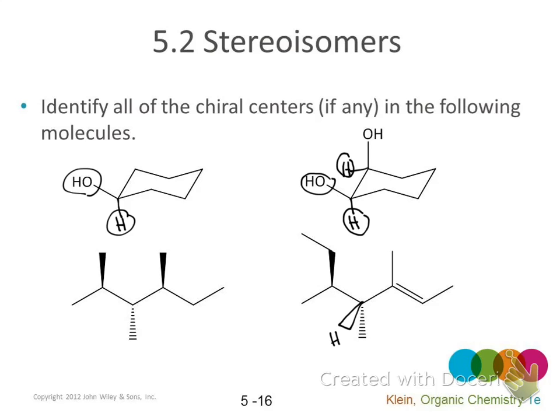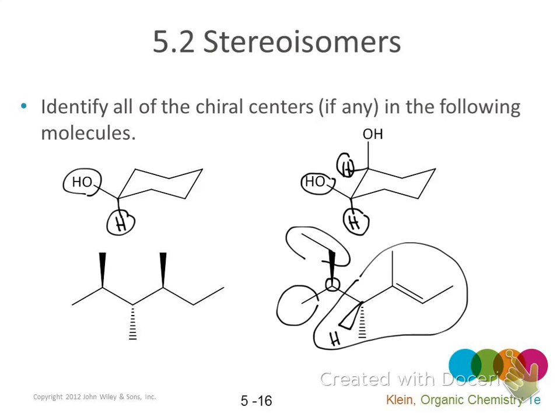So that one is chiral, four different groups. This one, is it chiral? Yeah, because on the top I have the ethyl, I have a methyl, I have this whole other thingy here, and I have a hydrogen, so four different groups, chiral. Now, as far as stereo centers go, that's a stereo center, that's a stereo center, and that's a stereo center. So I have three stereo centers, which would be eight different molecules you could draw out of this.